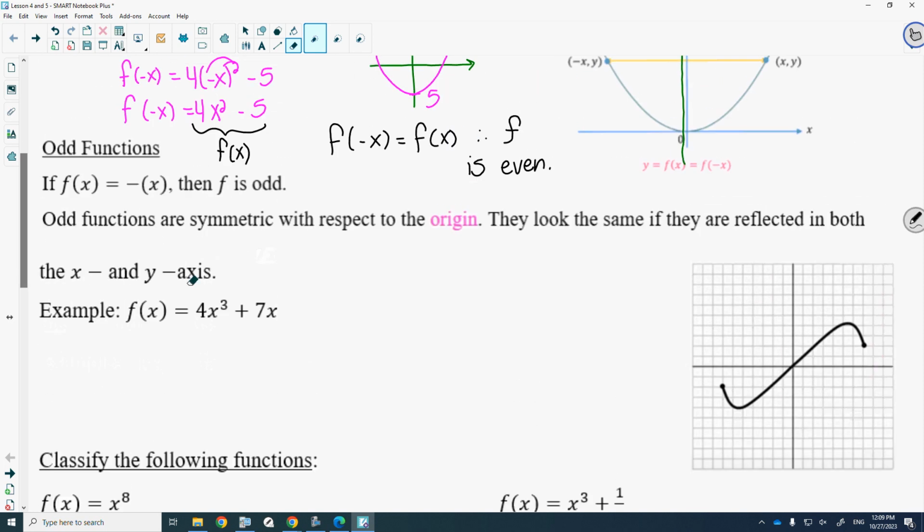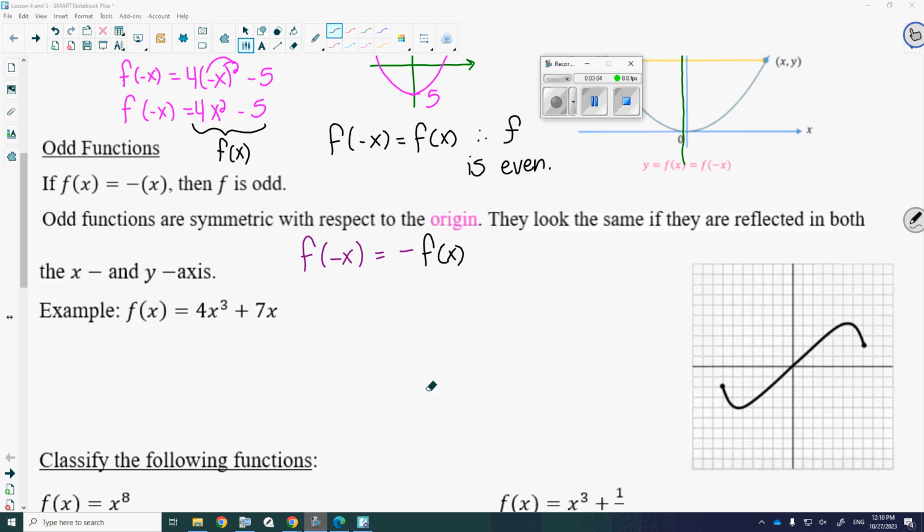This function here, doing that same shortcut, is power of 3 and power of 1, x to the power of 3, power of 1. Both are odd numbers. This is going to be an odd function, but we will show that by inputting f of negative x. So if your function is odd, we're going to input a negative x, and if you get negative in front of your original function, so negative f of x, then you will have an odd function.